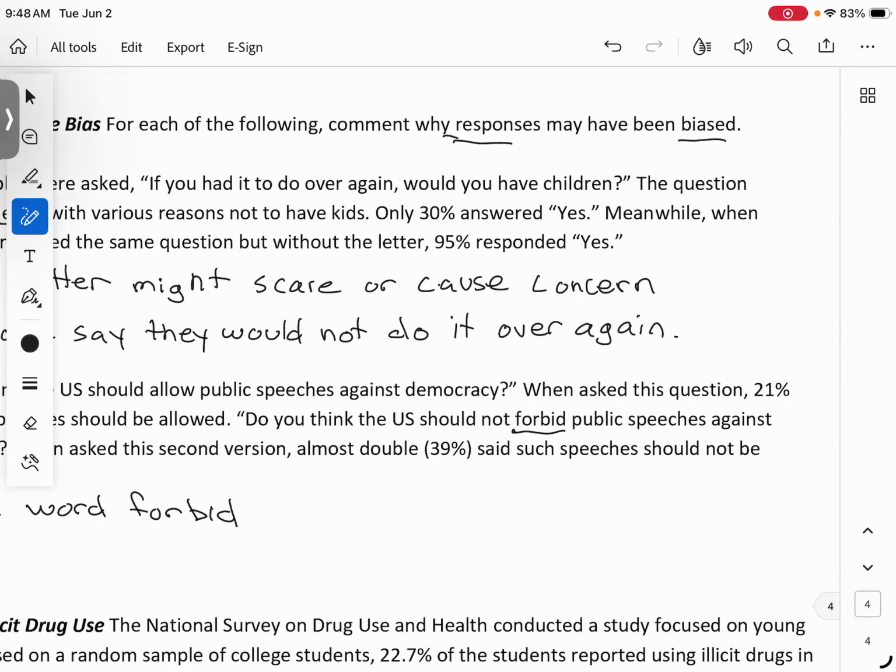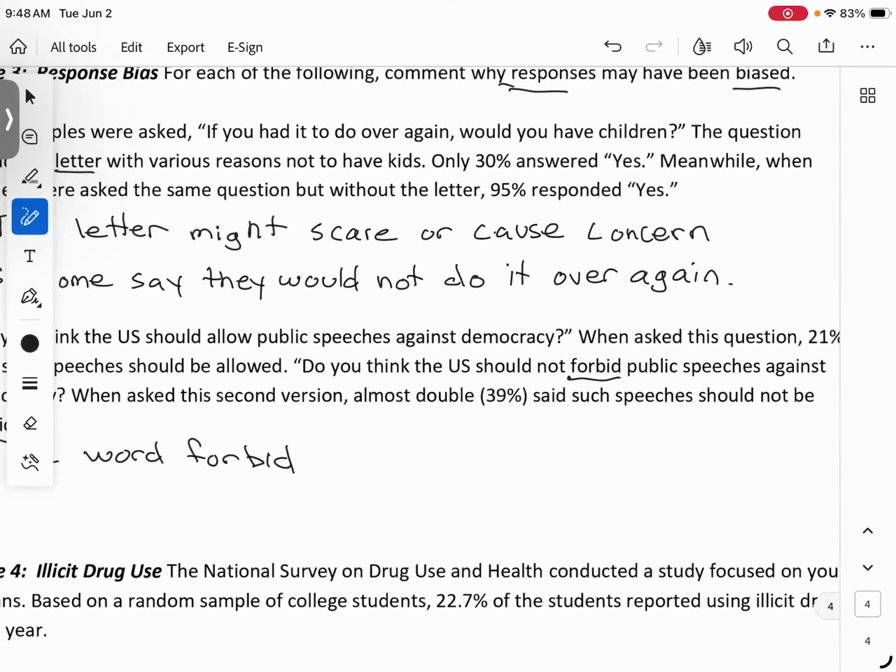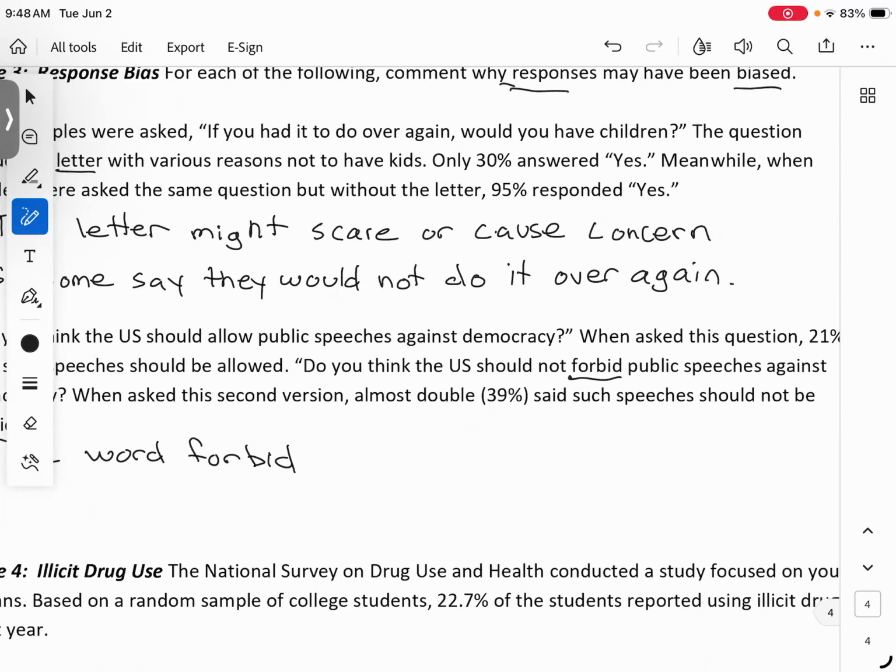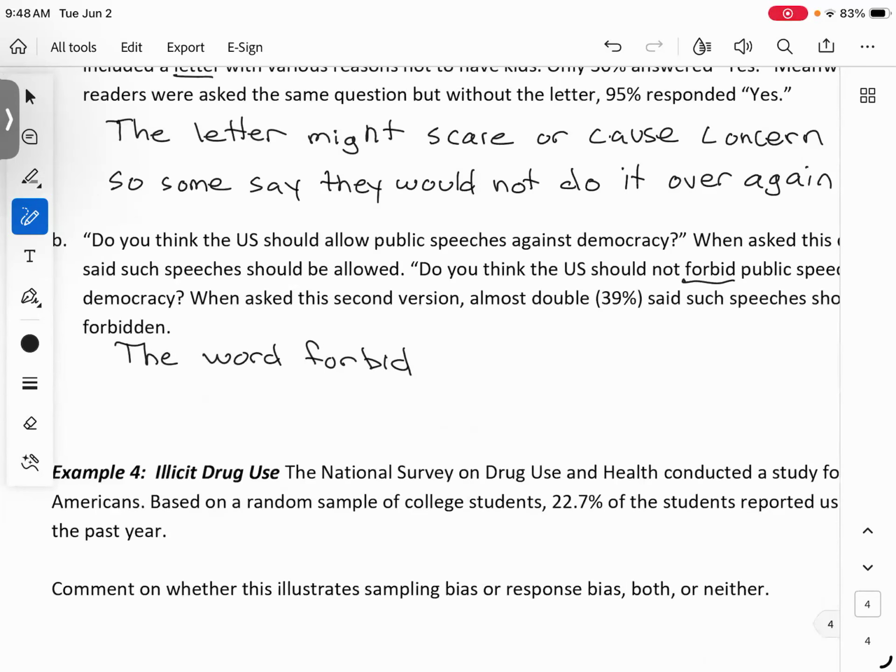Yeah, they might just freak them out. They're like, no, no, no, I don't. I would not have kids again if I had to do it all over again, because I'm so scared now because of the letter. And then the word forbid. The word forbid.